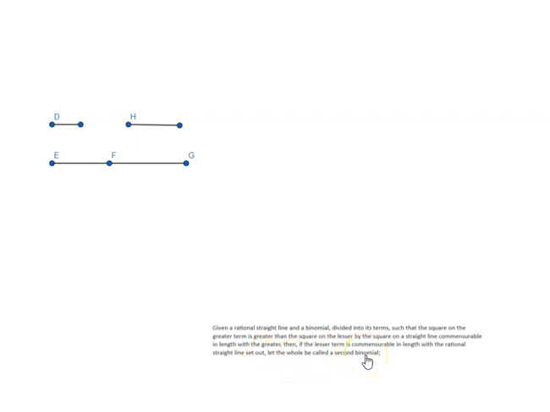Then if the lesser term is commensurable in length with the rational straight line set out, let the whole be called a second binomial. So the difference between the definition for first and second binomial lines is that in the case of the first one, the greater term is commensurable in length with the rational straight line set out. Here, in the case of the second binomial, the lesser term is commensurable in length with the rational straight line set out. So having understood this, let's see how to arrive at this second binomial line.